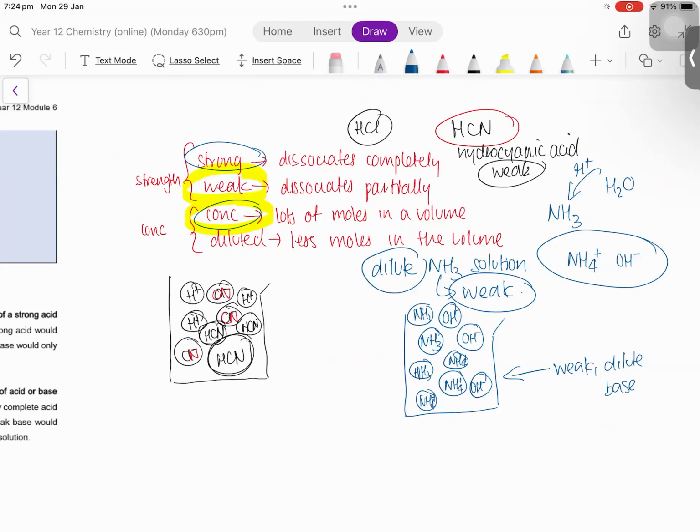Can I get a thumbs up, guys? Does that make sense? If it's concentrated, lots of bubbles. If it's dilute, fewer bubbles. If it's strong, you only see the ions. If it's weak, you see some of the ions, but you have to make sure you put in some of the molecule in there as well.